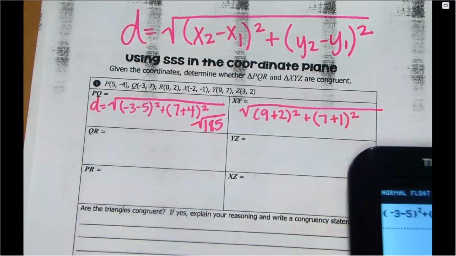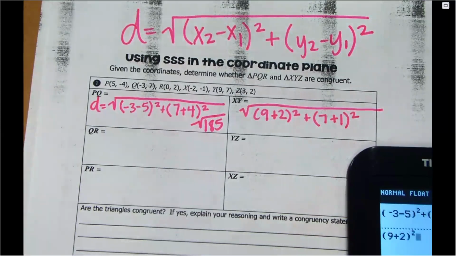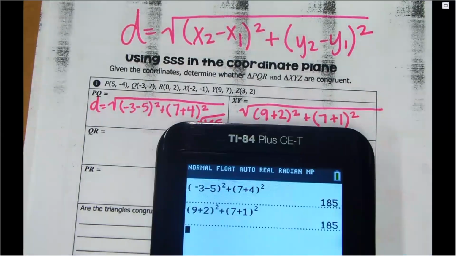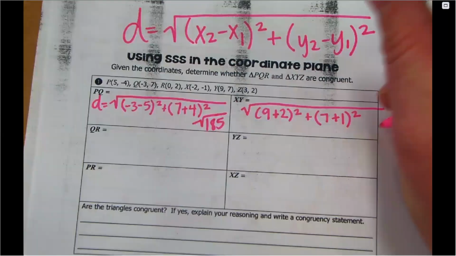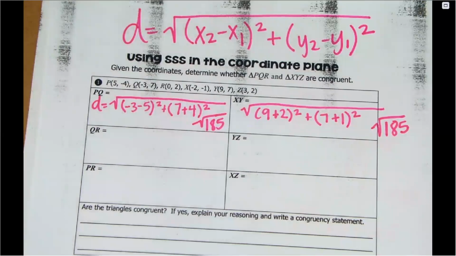Now, if these don't match, do I know for sure this is not a congruent triangle? Well, this is proving it using side, side, side. So if all the sides don't match, then it's not congruent. Okay, so far so good. This one's 185 as well. So we're matched up. In order to prove this, we need all of the sides to match. Okay, so we've got that.